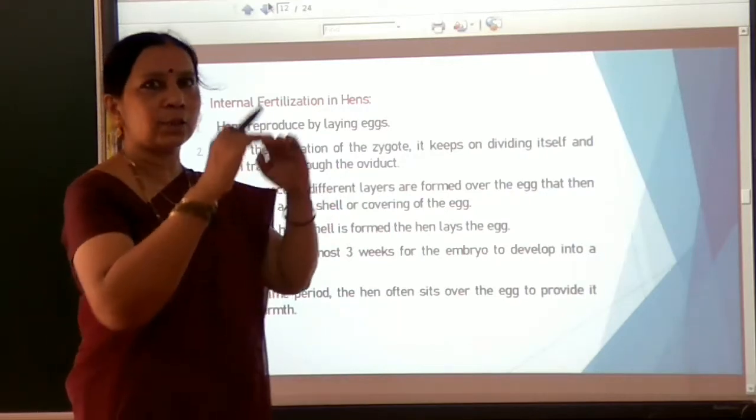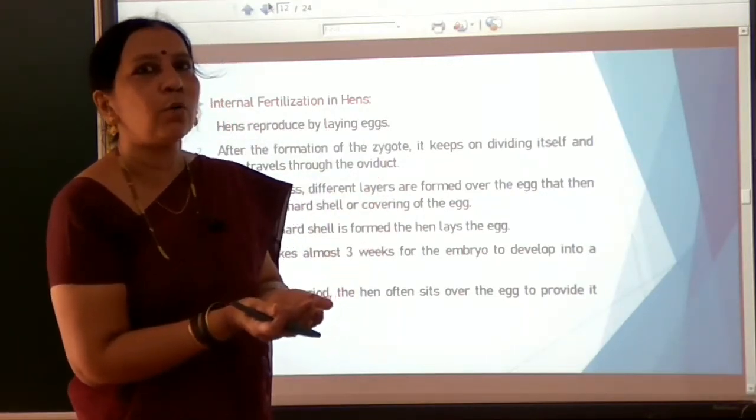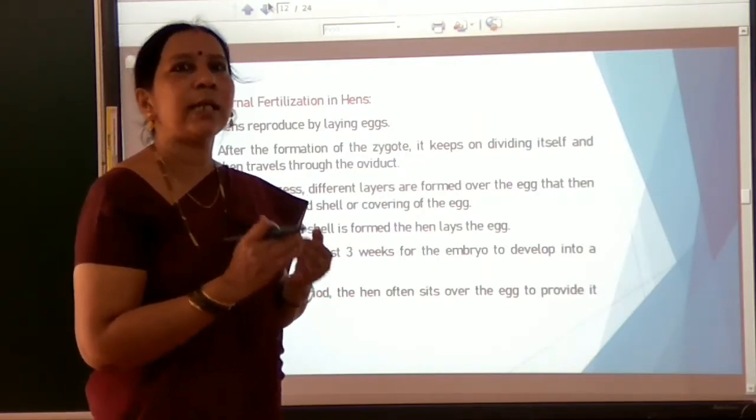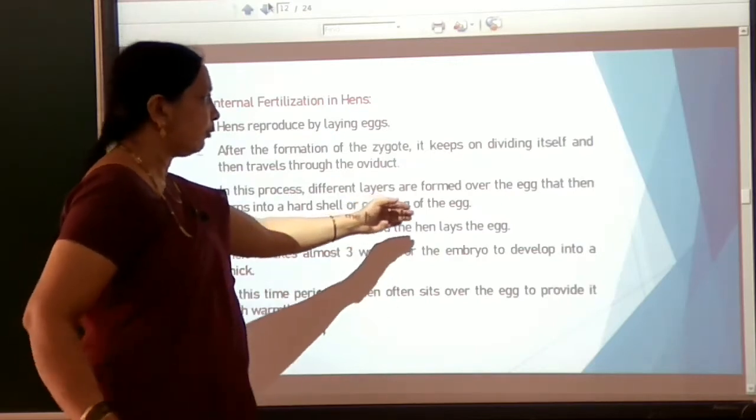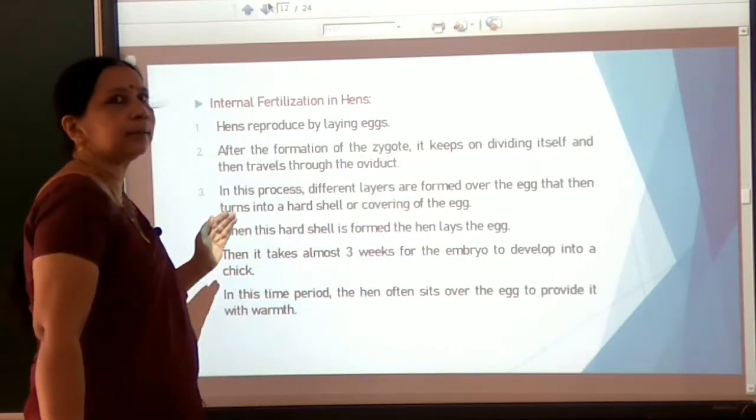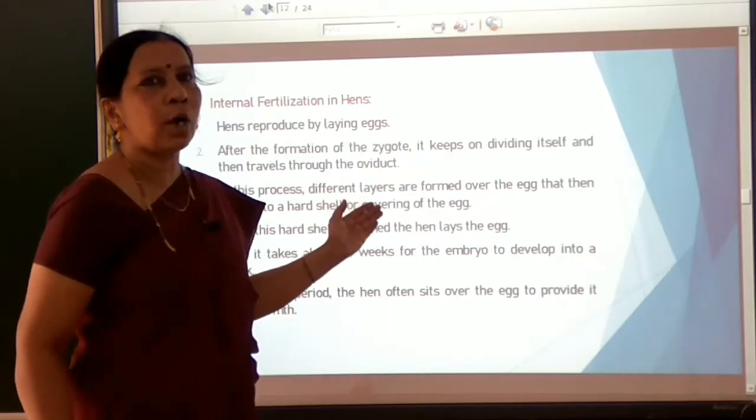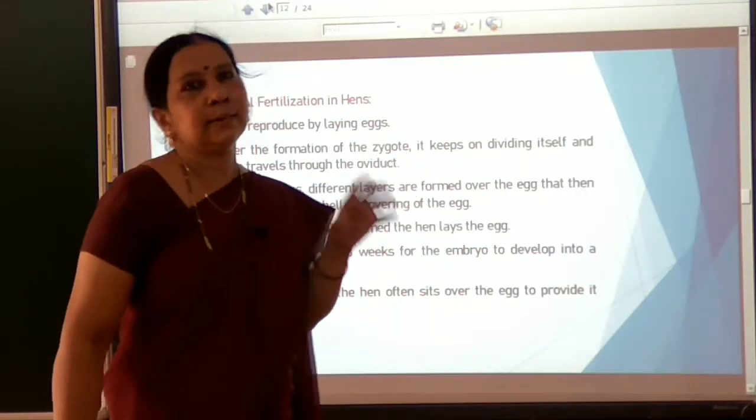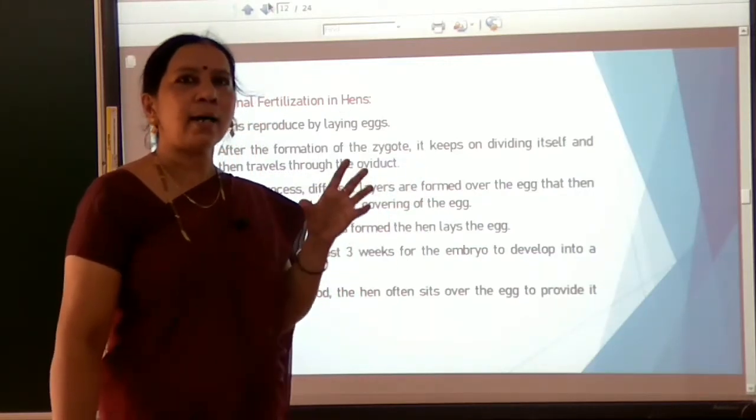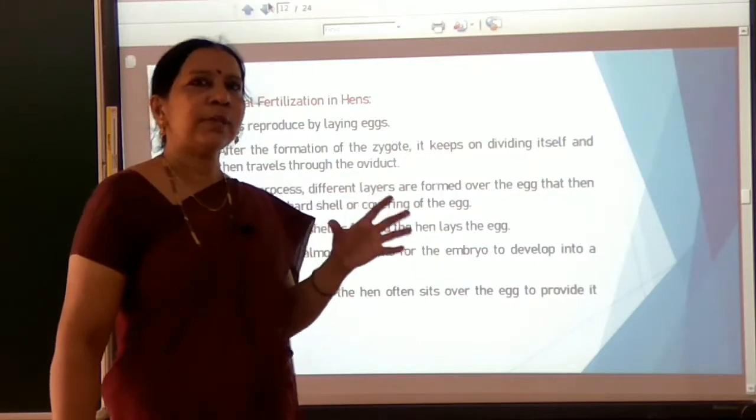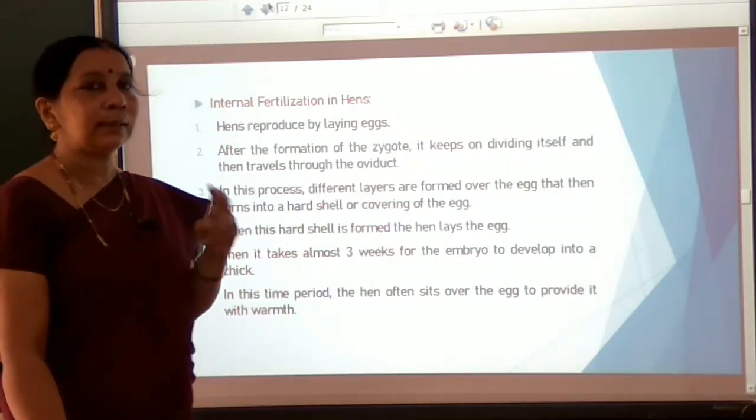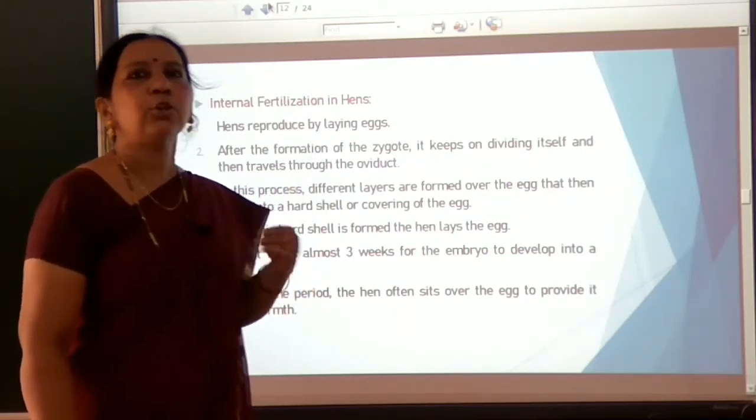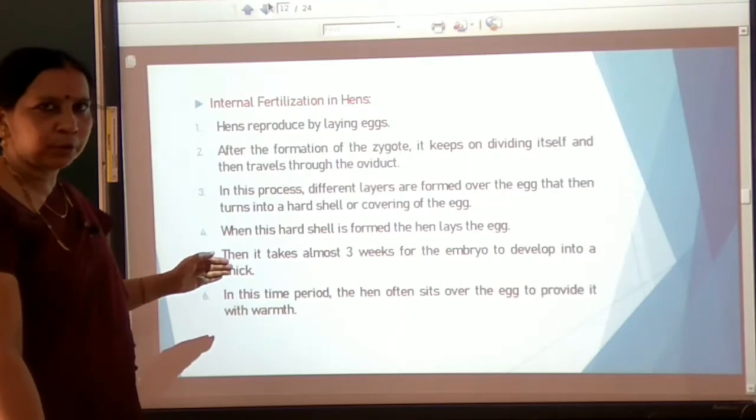Different protective layers are formed around the fertilized egg. During this stage, different protective layers are formed around the fertilized egg, and then it turns into a hard shell or covering of the egg which protects the embryo present inside. So inside the hard shell there is an embryo which develops into a chick in 3 weeks. The embryo inside the egg takes about 3 weeks to develop into a chick.